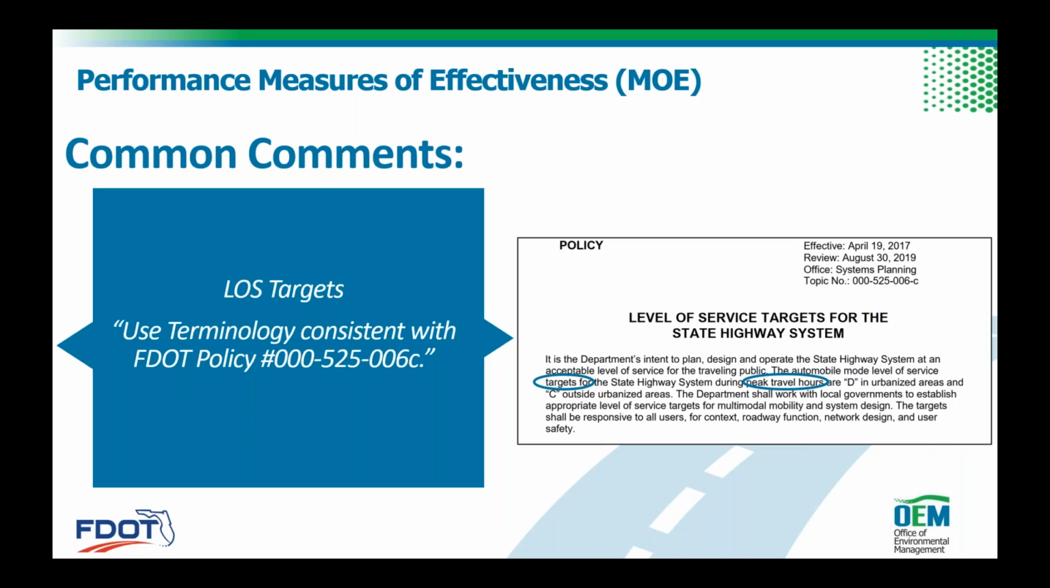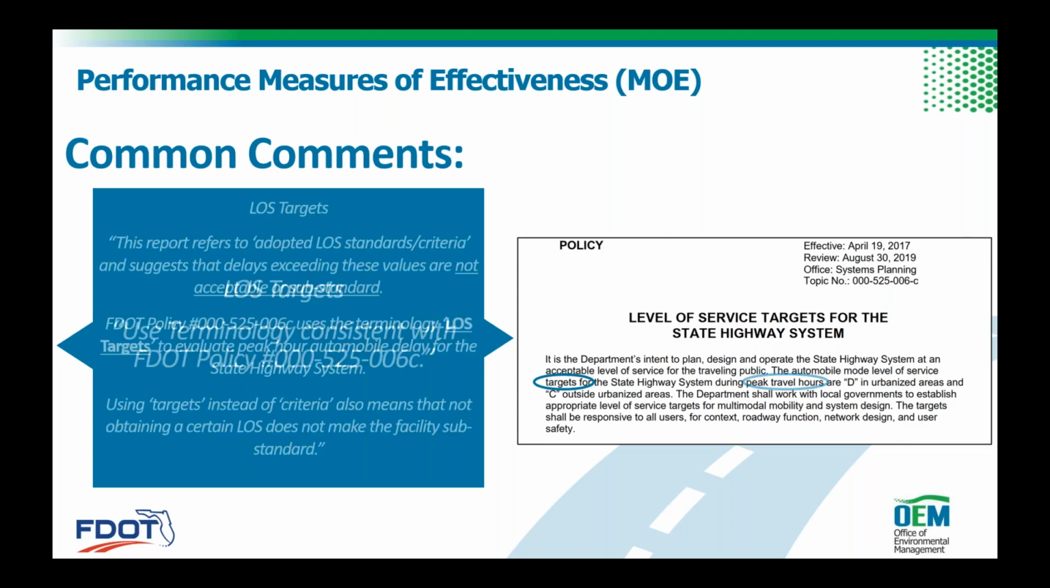So, some common comments that we have in this section of identifying performance measures. Here's a simple comment, but the next two slides are going to go into detail here. I think this resonates with many people on the call, but probably the most common question or comment that we have given is related to the FDOT policy, 000-525-006C, with determining the use of targets and for level of service.